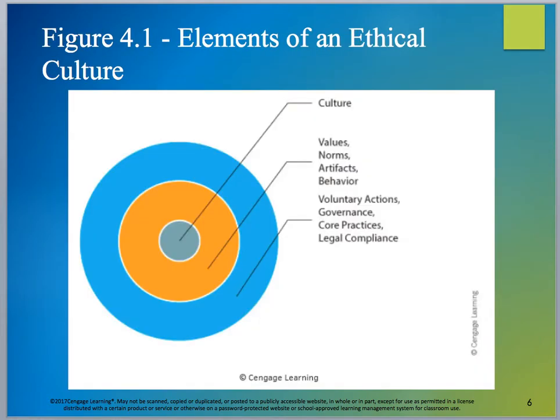Figure 4.1 shows you the elements of an ethical culture. Right at the center is your culture. That outer layer in orange are your values, the artifacts, and behavior and norms. And then that outer blue layer is the core practices and legal compliance, governance, and voluntary actions. And so you can see how it evolves and what it all encompasses.